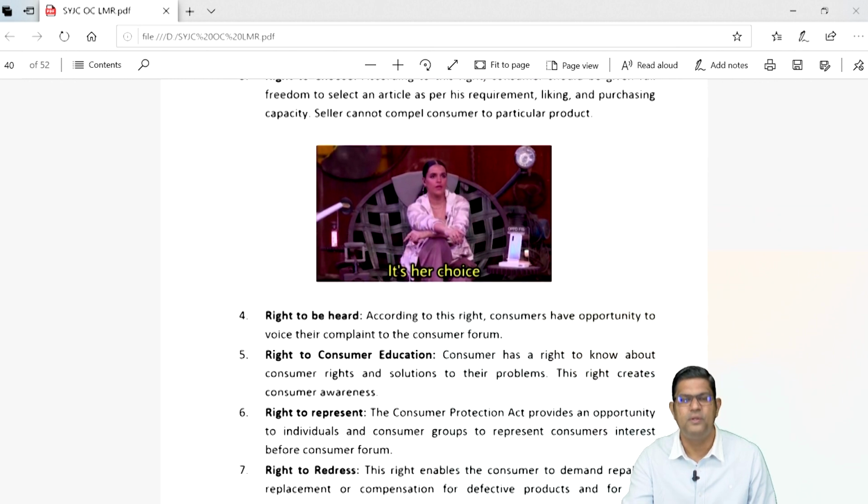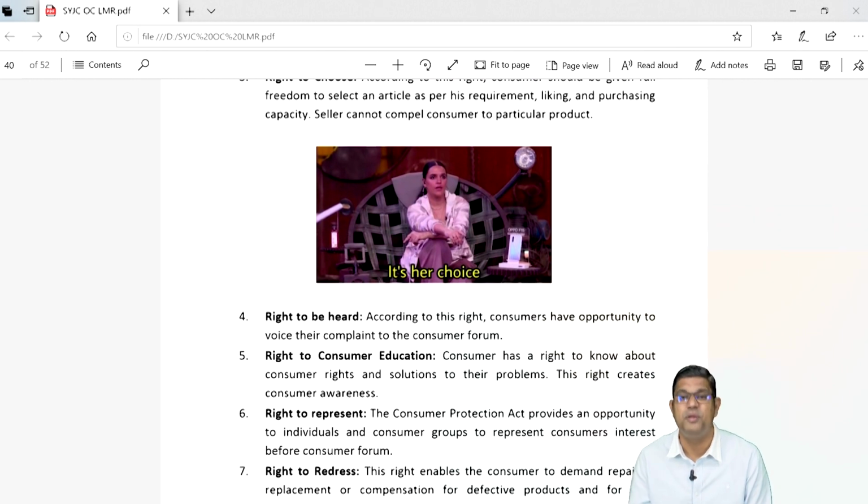Okay, moving to the next one is called as the right to be heard. Right to be heard matlab when a consumer speaks, when a consumer raises his voice, it is the duty of the businessman to hear what he wants to say. Now, a consumer could be speaking about his likes and dislikes. He could be talking about his taste and preferences.